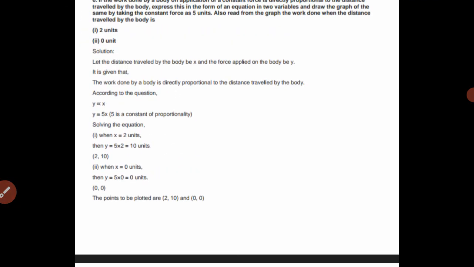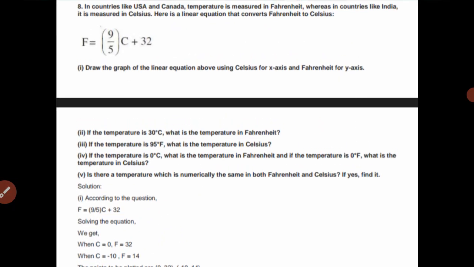Now after this, see the next question. Question number 7 you can try yourself. Now see question number 8.